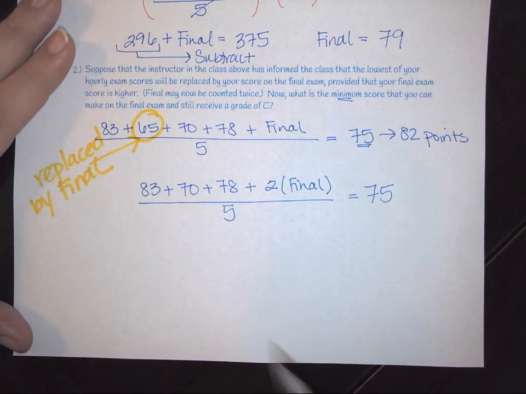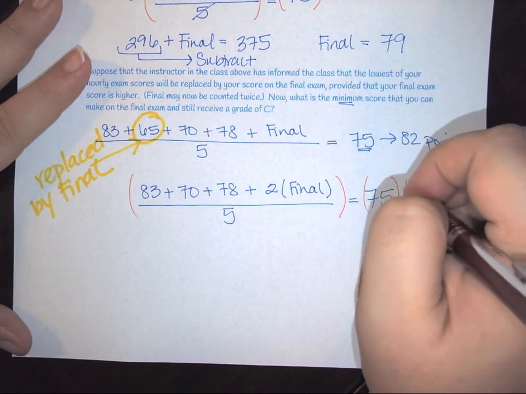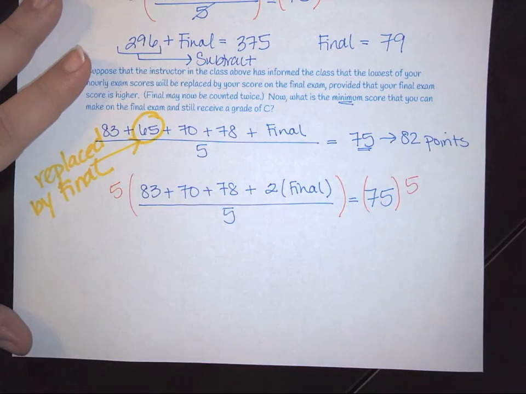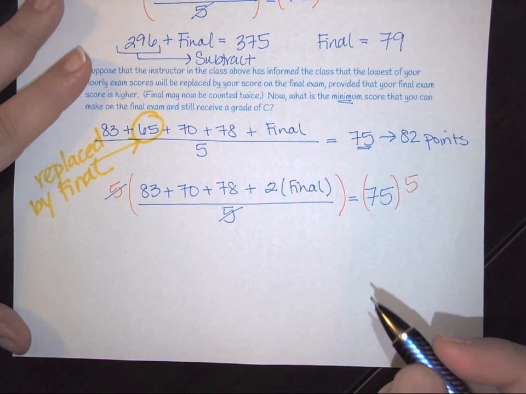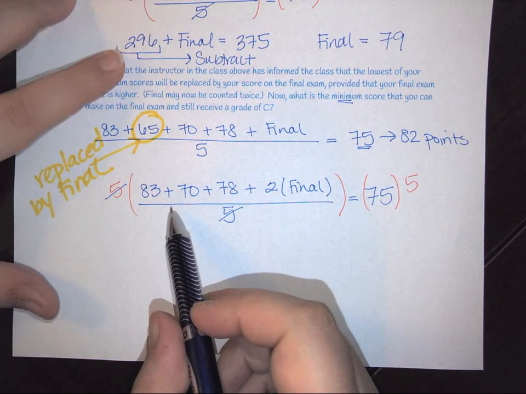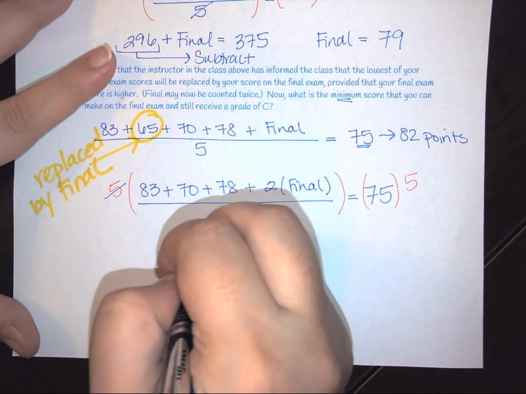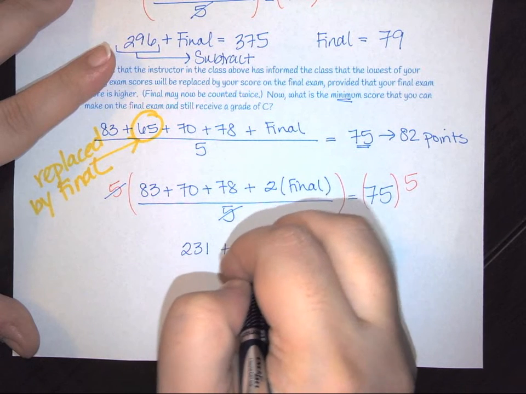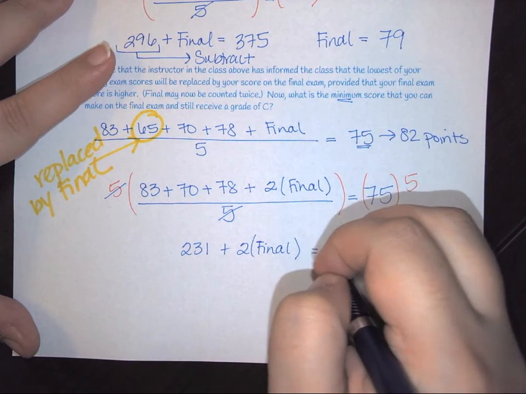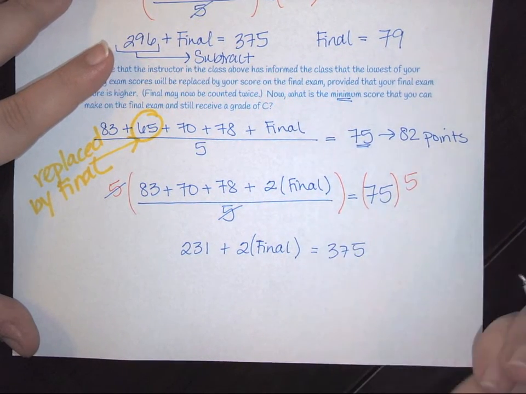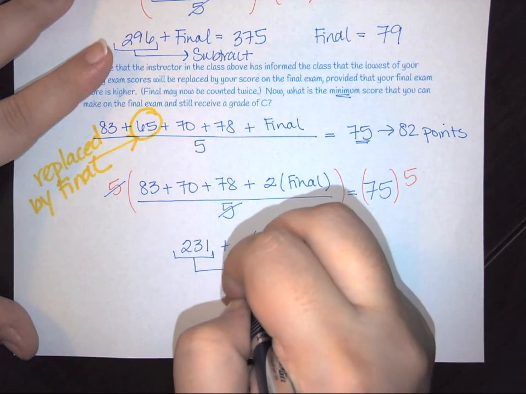Here again, we still want to multiply the first and second sides by 5. In doing so, the 5s are going to cancel. And so here, instead of having the 296 like before, when we add these together, we end up with 231 plus twice the final is equal to 375. Again, we want to take this and move it. Because it's positive, we have to subtract.